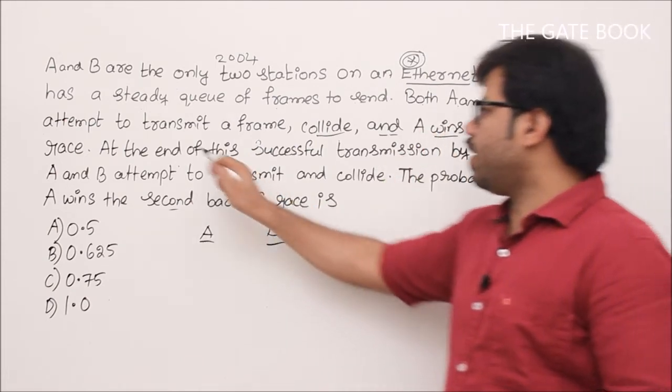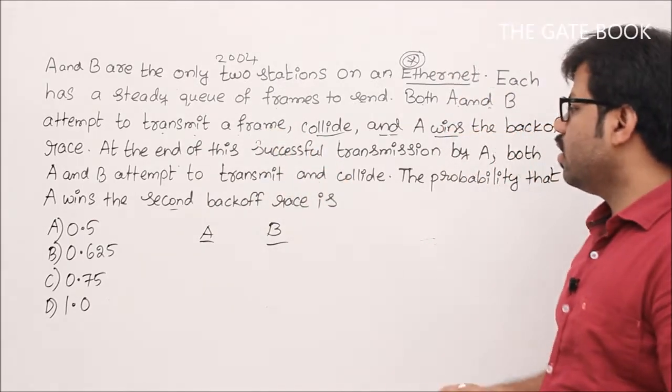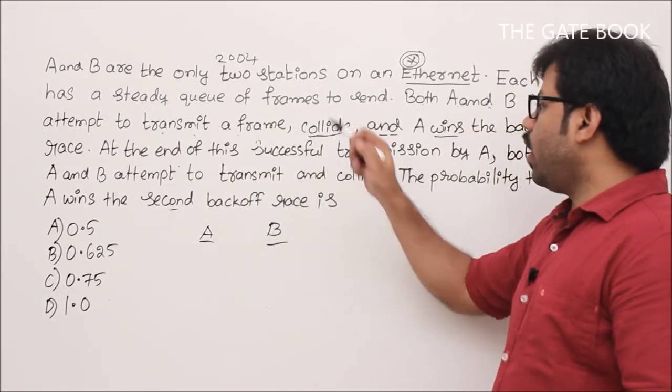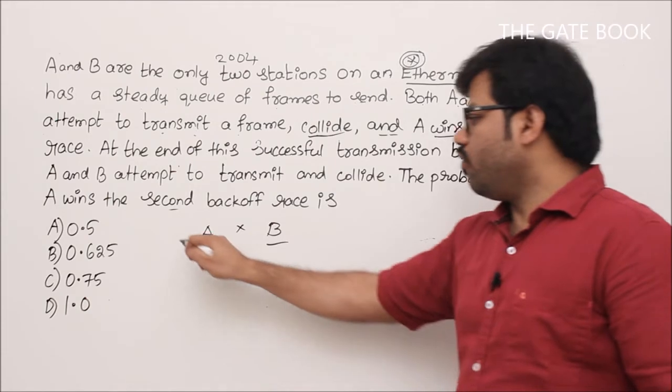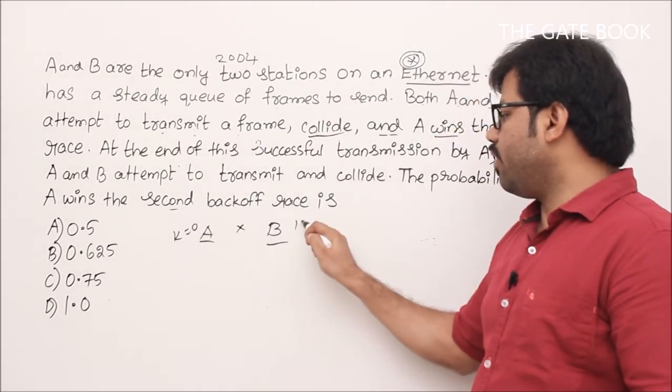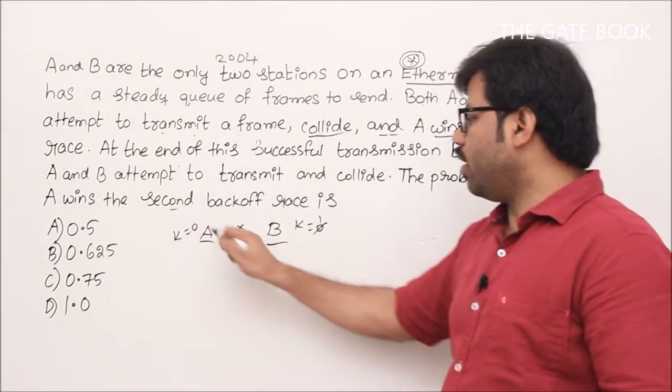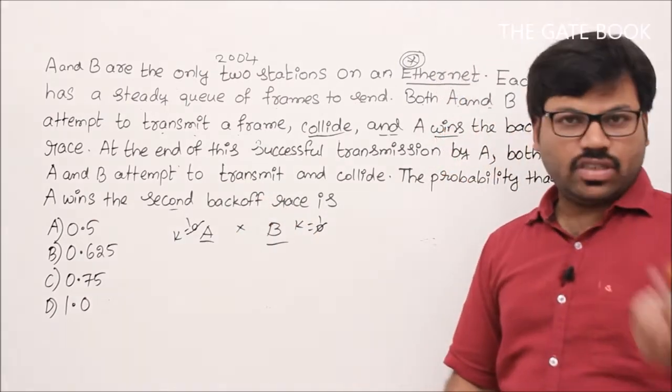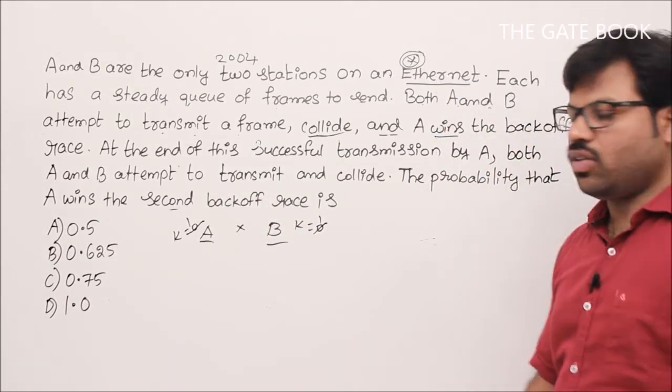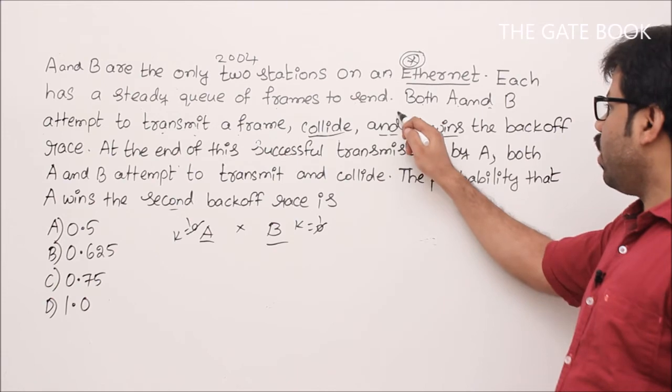Now read the remaining thing. Both A and B attempt to transmit a frame. Fine. They have a frame and collide. Yes, there is a collision. We know that whenever there is a collision, the k value will be incremented to 1 for every station which is involved in the collision.